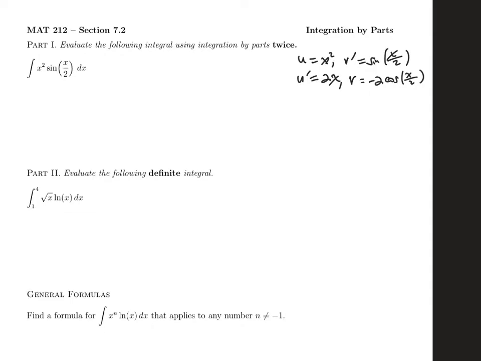Okay, so integration by parts says that I should get u times v. So I'll write negative 2x squared cosine x over 2. I usually like the negative sign of the constants to be out front. And then minus the integral of u prime v. So this second row here, I'll have a 2x and a negative 2. That'll be negative 4x. And so a negative 4 constant is going to be plus 4 outside.